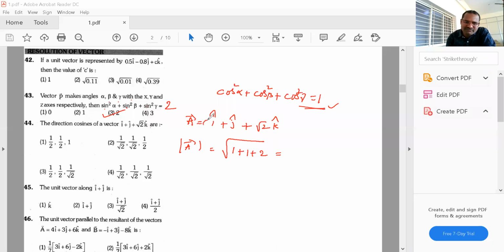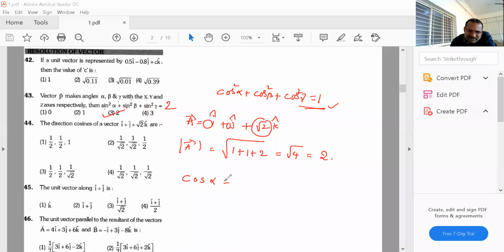Here nothing is there, it means 1 will be there. Here nothing is there, it means 1 will be there. Here root 2 is there, and root 2 square is 2. So it is root 4, and root 4 is nothing but 2. Clear? Yes.